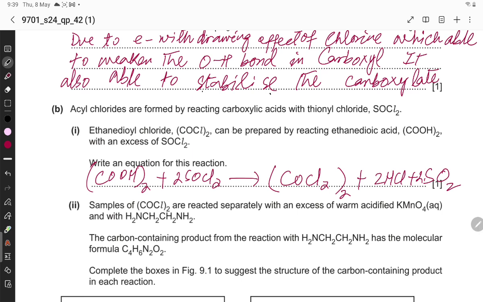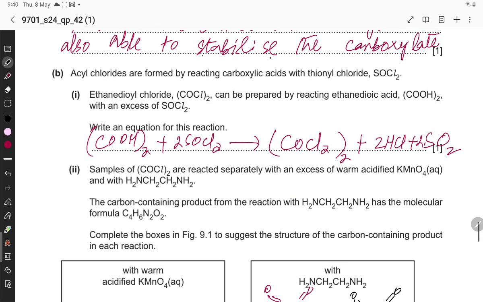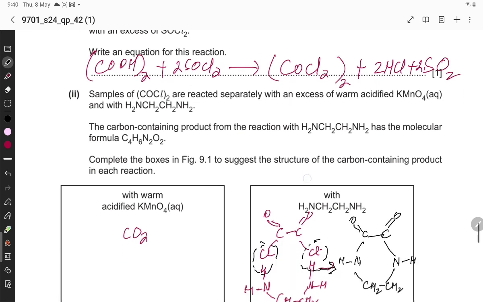Acyl chlorides are formed by reacting carboxylic acids with thionyl chloride. Ethanedioyl chloride can be prepared by reacting ethanedioic acid with an excess of SOCl2. Write an equation for this reaction. So this is the chemical equation for this reaction: COCl2 twice plus HCl plus sulfur dioxide.